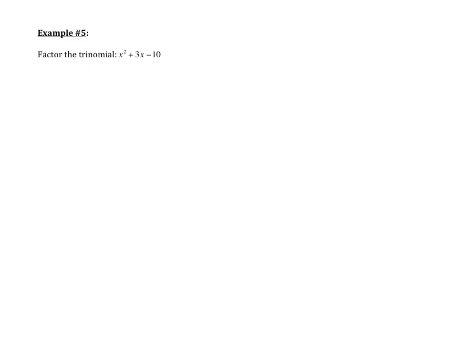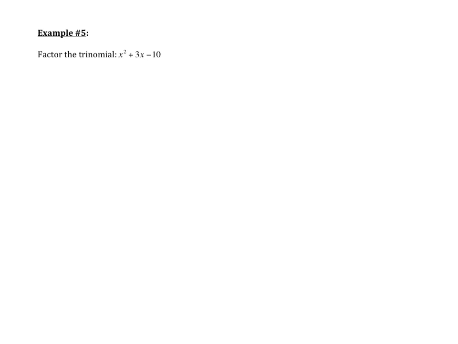So here's another example, number 5, factor the trinomial. This time we have x squared plus 3x minus 10. In the last example, it was a minus sign here and a plus sign here, and now we have it switched. The middle number is positive and the last number is negative. So think about this. The only kinds of numbers that I can multiply to get a negative number is if one of them is positive and one of them is negative.